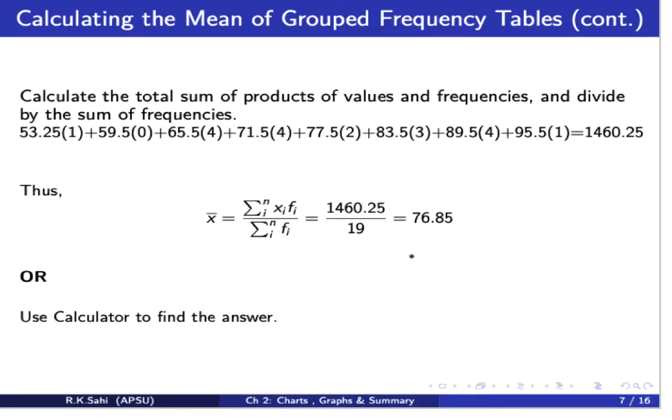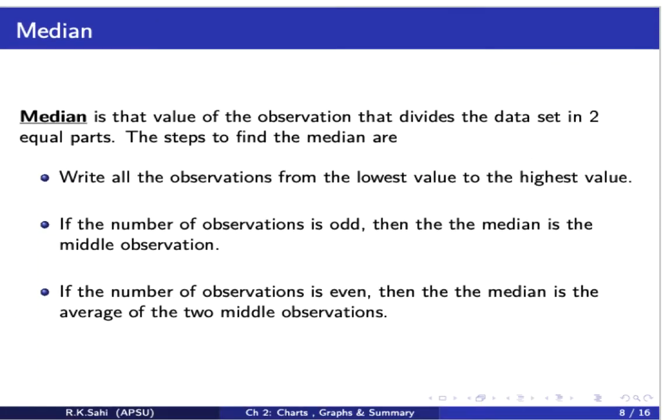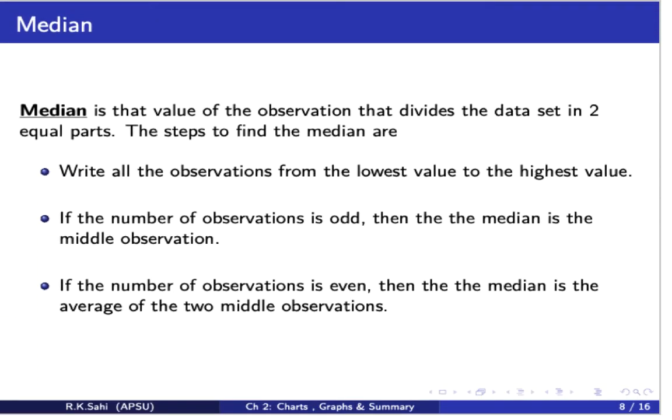Okay, so we have found the answer using calculators, which is much easier than doing all this computational work by hand. Now let's look at median. Median again is a one-number description of a data set, but this is basically that value of the observation which divides the data set into two equal parts.